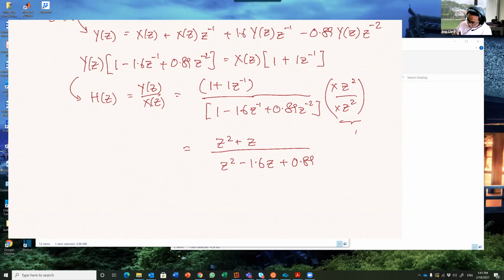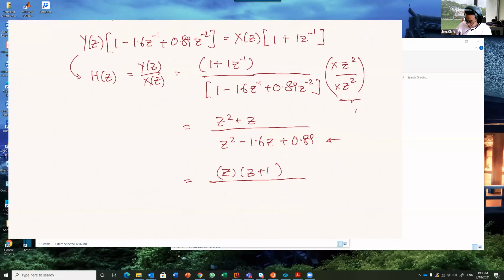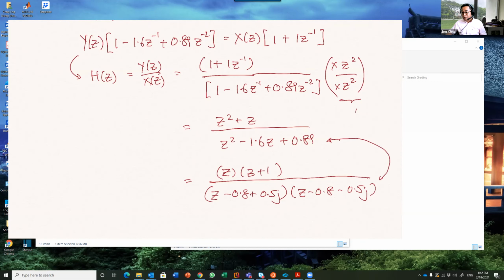So to simplify, we have z times z plus 1. And then the bottom, you realize that, hey, if you forgot how to do factorization, then, well, you must learn, because then the answer is z minus 0.8 plus 0.5j times z minus 0.8 minus 0.5j. So this step to this step is just factorization. Okay, so you must be able to do it.